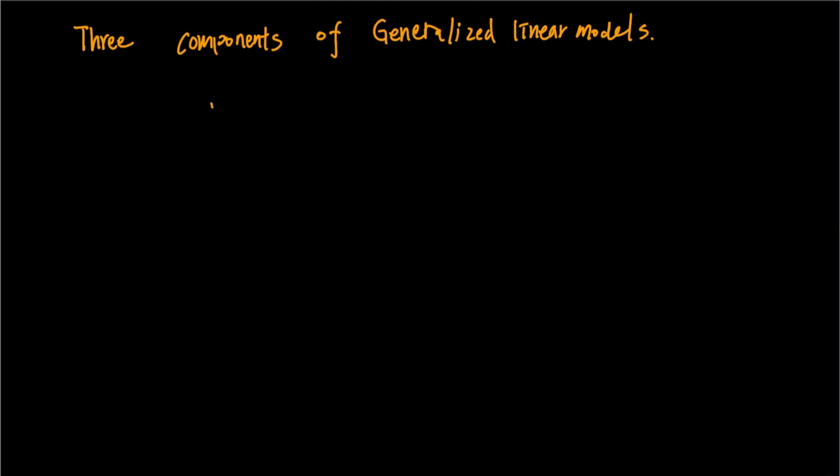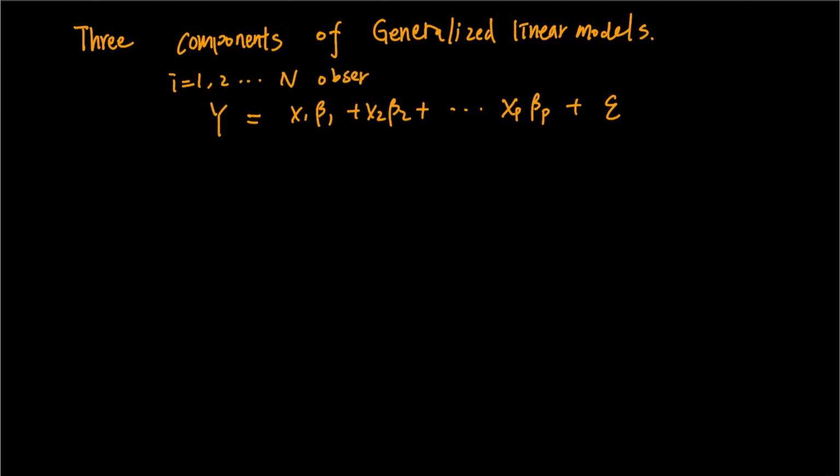Usually we write a linear regression as the following. So we have y equal to x1 beta 1 plus x2 beta 2 all the way to xp beta p plus epsilon. There are a few assumptions in this way of writing the model. First of all, we assume that imagine we have i equal to 1 to capital N observations in our samples.